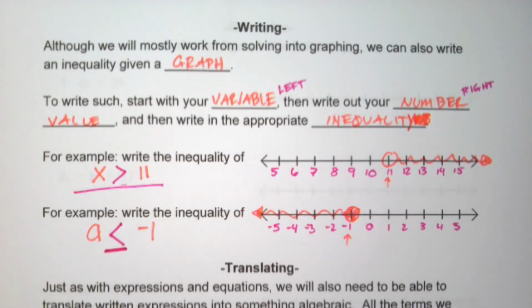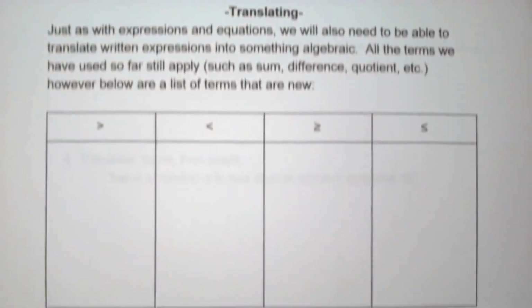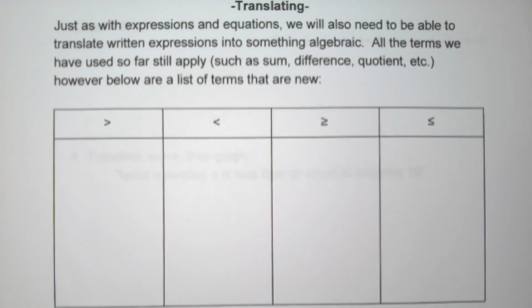So the nice thing about when you're writing these inequalities, it's just observing the number line and creating from it. You're not having to solve or take many steps besides the variable on the left, the number on the right, and picking that right inequality. Now, lastly, before you guys do a couple examples, we come to this topic of translating.